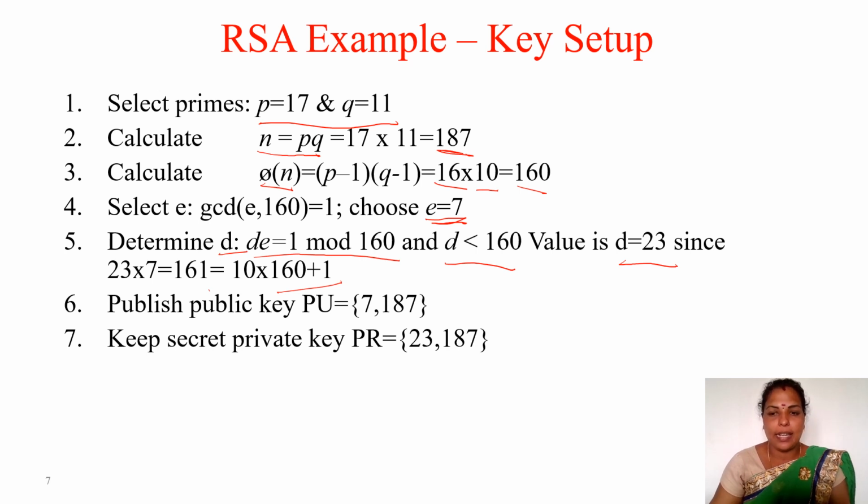After finding out the E value and D value, we have to publish the keys. That is the public key PU equal to 7 comma 187. Then the private key PR equal to D comma n, that is 23 comma 187. This way we are publishing the keys. So this way we are generating the keys in RSA.